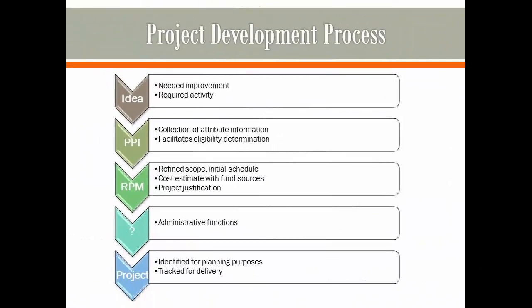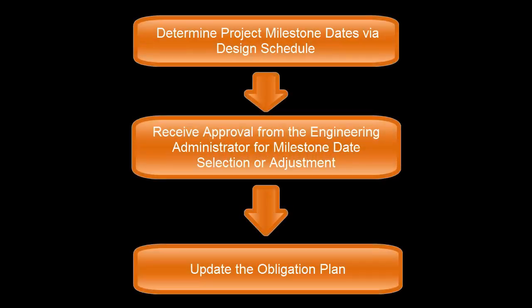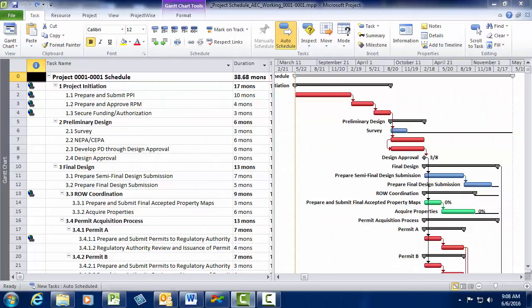Very little may be known about a project during the initiation phase, but the Recommended Project Memorandum, or RPM, requires an initial schedule that provides project milestone dates. Going forward, the design schedules should be used to estimate project milestone dates. These schedule milestones will then update the obligation plan, not vice versa. It's critical that the engineering office works to improve the accuracy of these preliminary schedules in order to better estimate project deadlines. With that being said, the design schedule must be appropriately adjusted prior to RPM submission.